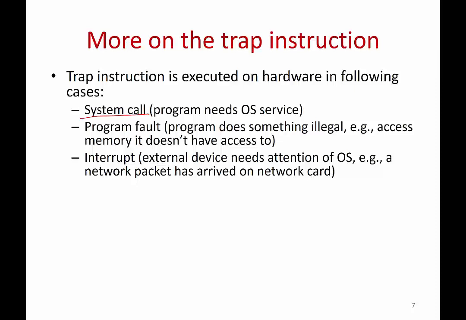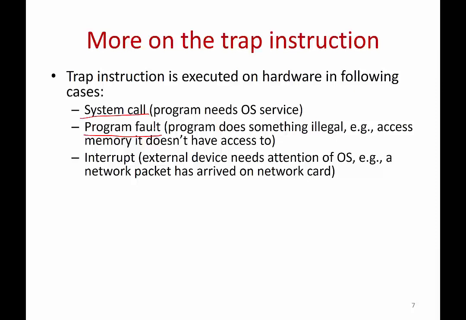Another case where this might happen is when a program fault happens. For example, your program accesses some memory that it does not have access to. There's a segmentation fault. You accessed an array out of bounds. Whatever, the program does something stupid and the operating system gets angry. In which case, once again, the trap instruction is called and the operating system does some damage control to contain the damage from the fault, right?